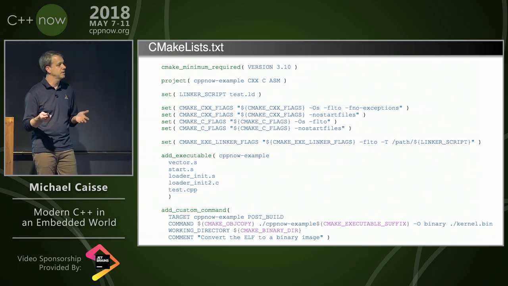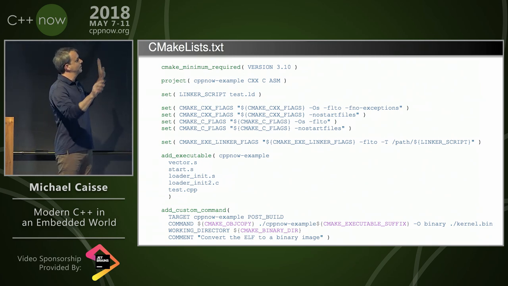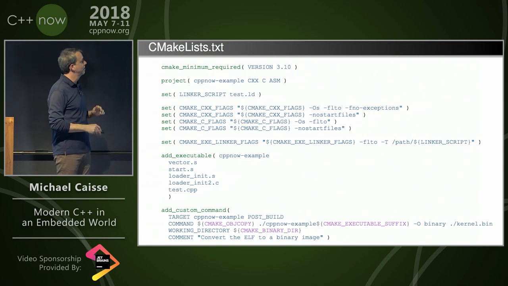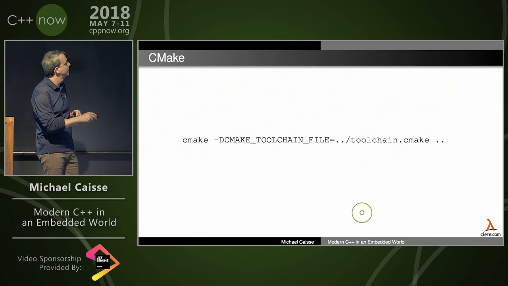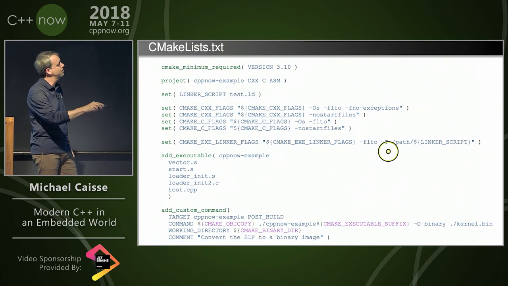We're going to tell it no start files. We don't want start files. And we don't want exceptions, for lots of reasons. So we get done with all of this. We add our linker script, which is somewhere on here. There we are. So the linker script right here, we just add that in as part of our link flags.